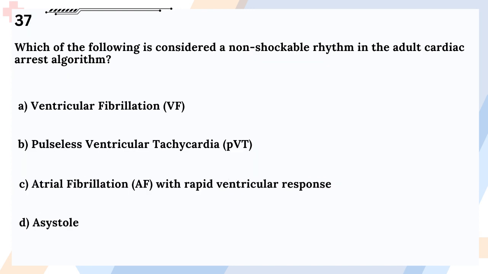Question 37. Which of the following is considered a non-shockable rhythm in the adult cardiac arrest algorithm? A. Ventricular fibrillation, VF. B. Pulseless ventricular tachycardia, pVT. C. Atrial fibrillation, AF, with rapid ventricular response. D. Asystole.